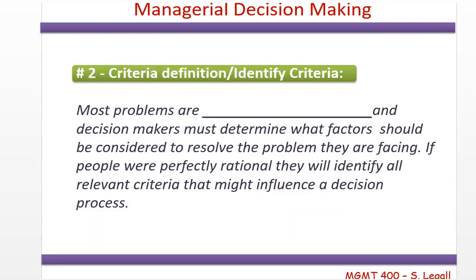So, identifying criteria. Most problems are, and the term there is a hyphenated term, multi-dimensional. Most problems are multi-dimensional, and decision makers must determine what factors should be considered to resolve the problem they are facing. We talked about that when we talked about step 1, identify the issue or problem. Many times in life, the issue is not just one issue. Many times there are multiple issues, and so multiple issues coming together.